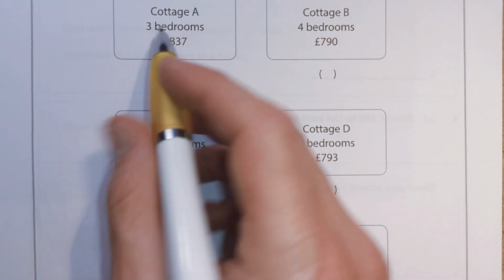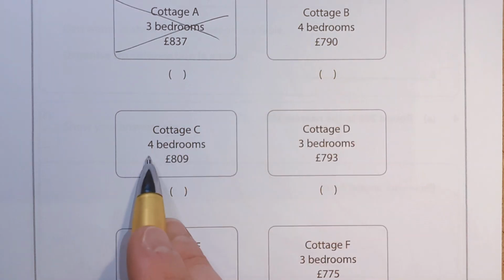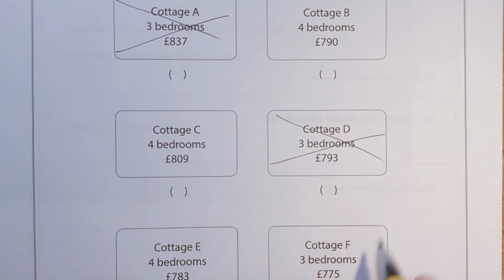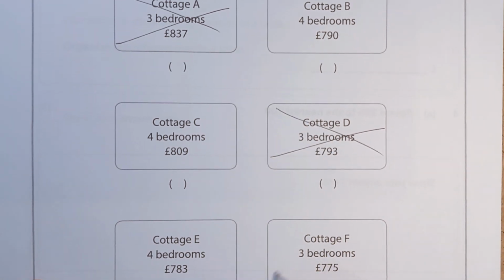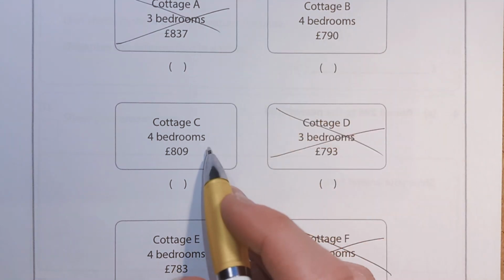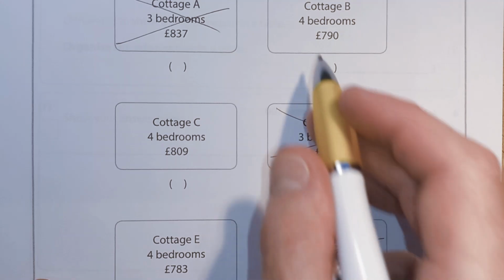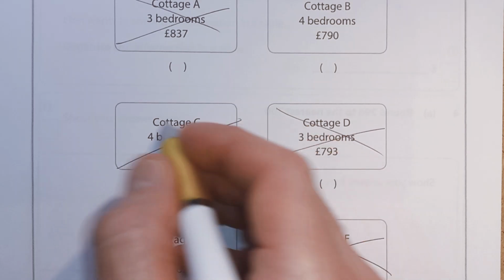Well, cottage A's only got 3 bedrooms, so this can't be that one. This has got 4 bedrooms. This has got 4 bedrooms. Cottage D has only got 3, so it can't be that one. Cottage E's got 4. Cottage F has only got 3, so it can't be any of those 3. So it's going to be cottage B, cottage C, or cottage E. And we want the cheapest one. Well, these two both start with 700. This starts with 800, so it's not that one.